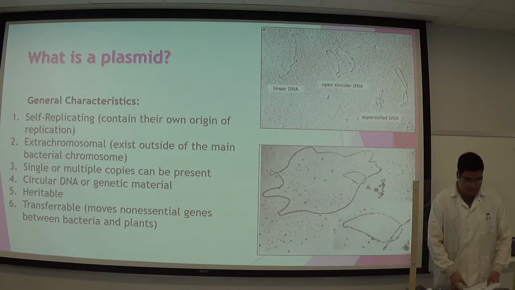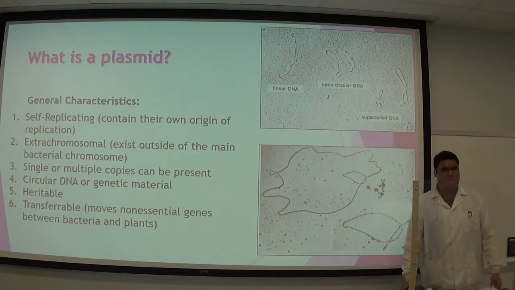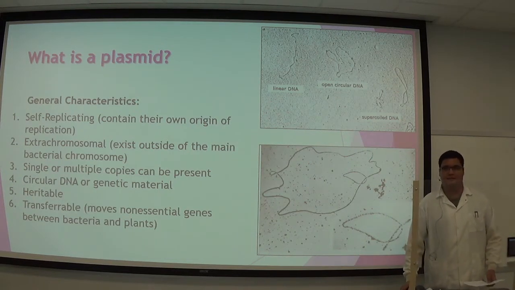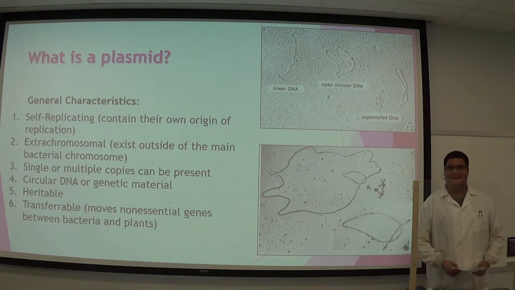Alright, let's get into the actual lecture then. So before we start talking about Agrobacterium, we first need to understand what a plasmid is. Do you guys know what a plasmid is? Who can tell me what a plasmid is? Anyone? Slow Monday. A plasmid is just circular DNA.